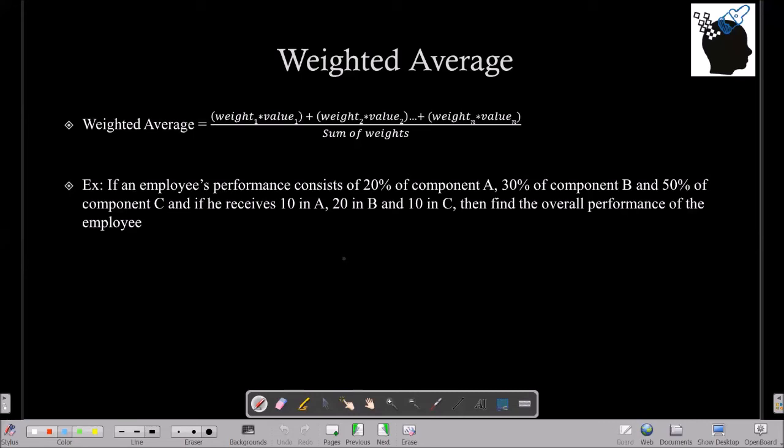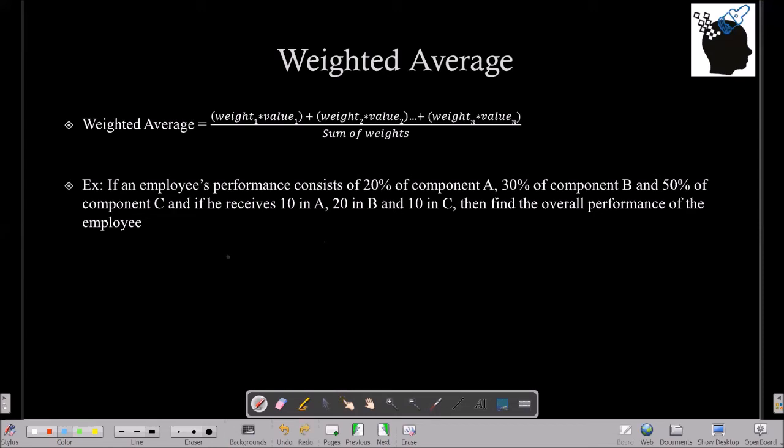So we have three things or three components against which our employee's performance is being graded: component A, component B, and component C. And all of them have been given some weight. And the employee has scored some points in component A, some in B, and some in C. And we need to find the overall performance of the employee.